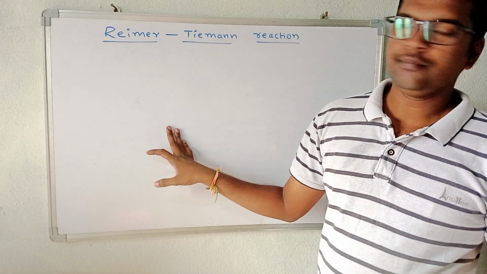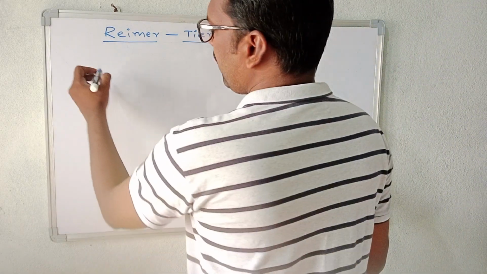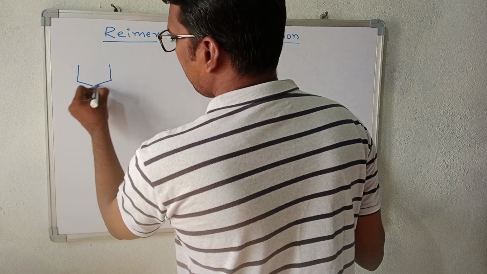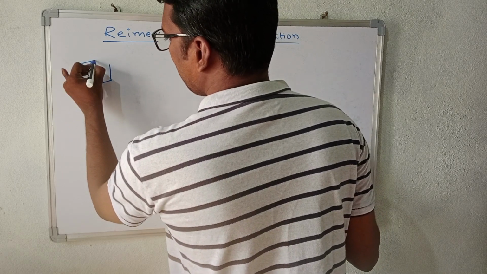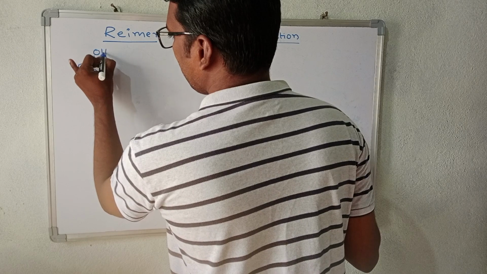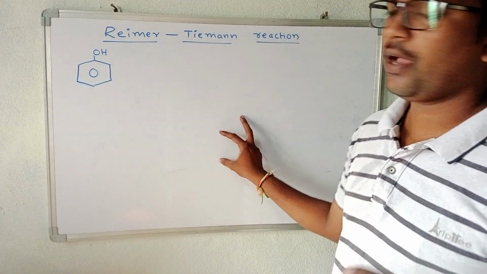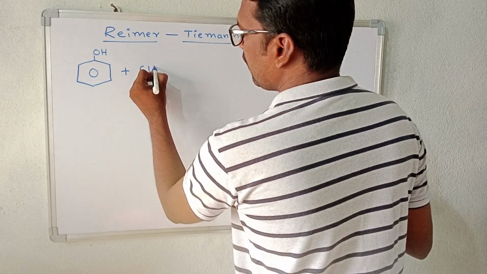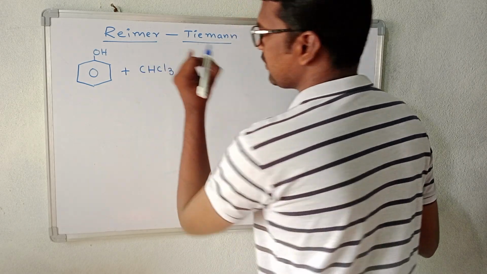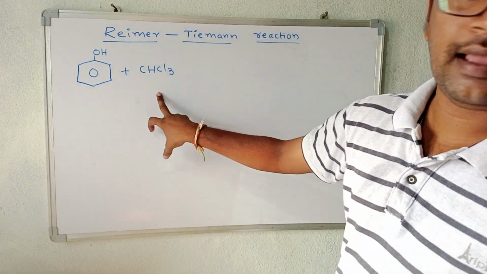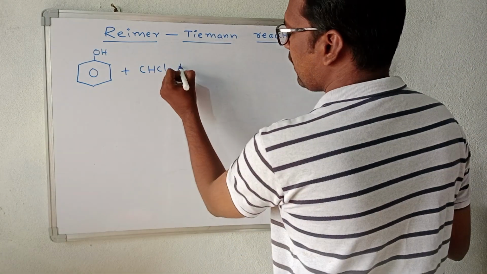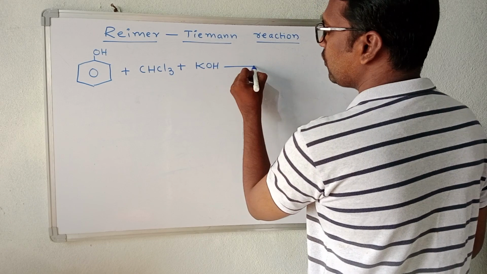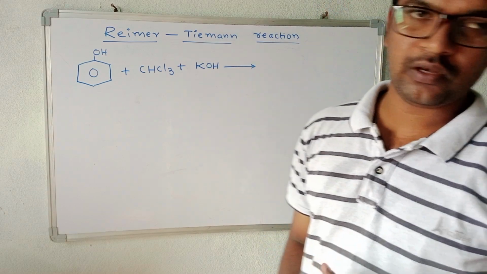Reimer Tiemann reaction. In the Reimer Tiemann reaction, the reactant involved is phenol. Phenol reacts with chloroform. The formula of chloroform is CHCl3. In this reaction we also use a base, an alkali. The alkali used is KOH or NaOH.